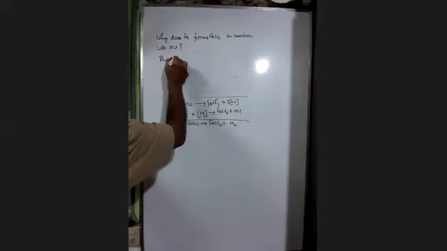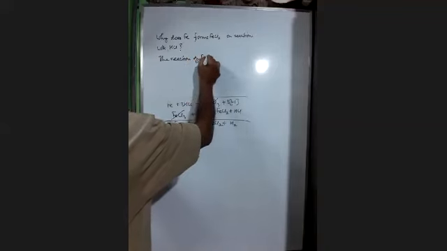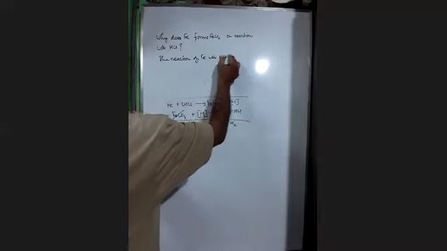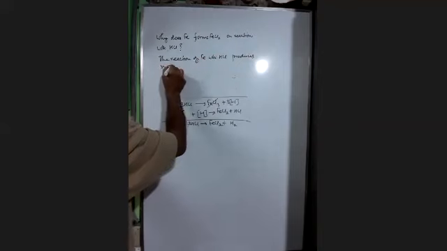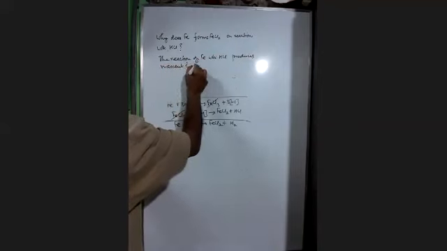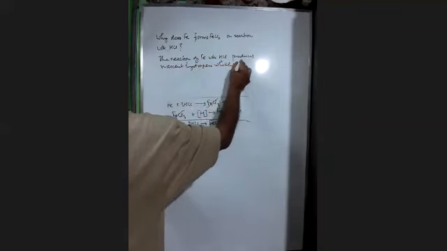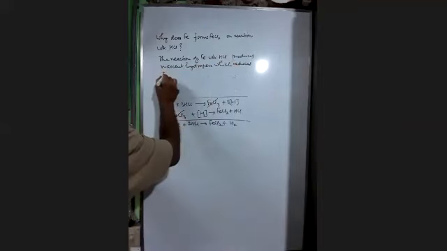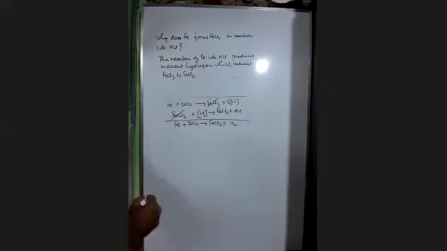The reaction of iron with HCl produces nascent hydrogen which reduces ferric chloride to ferrous. If the teacher doesn't believe, the equation is there because it is not our imagination. It is an experimental proof.